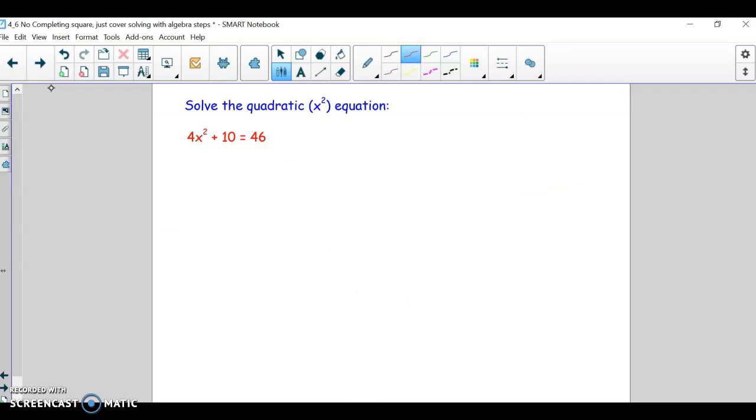Okay, so I'm just going to give you one here. Solve it. The first step would be deciding which method. So again, pause the video, see if you can find the method, and then solve it and find the answers from there.